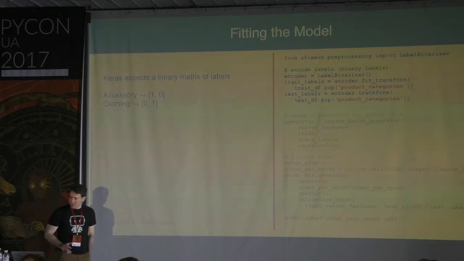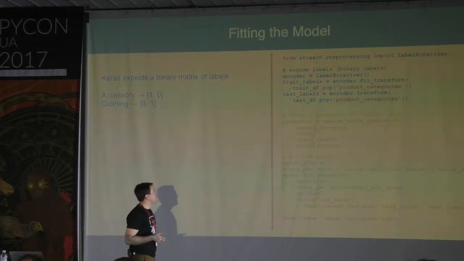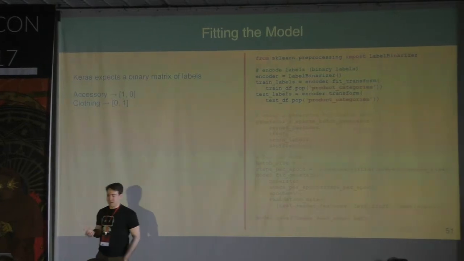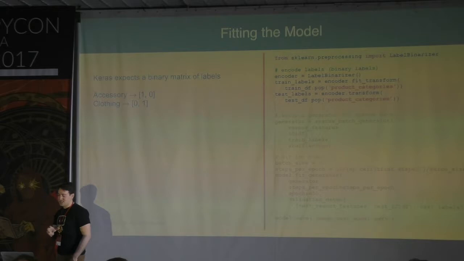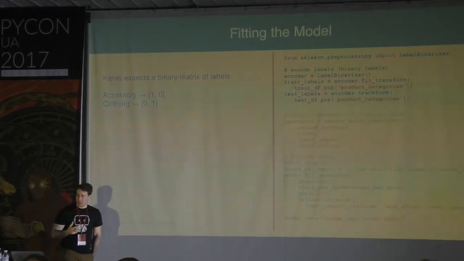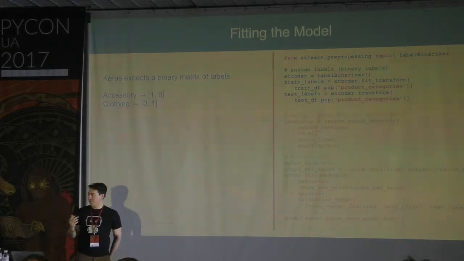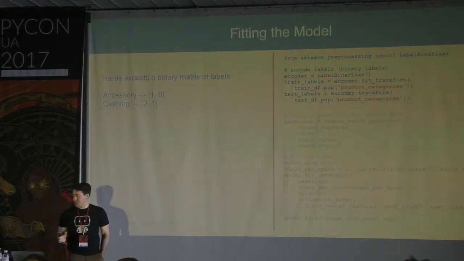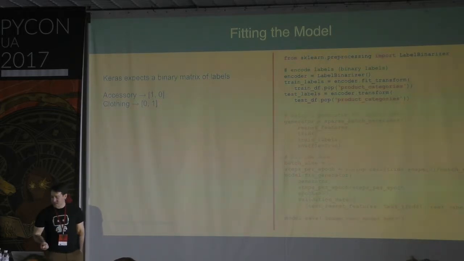Fitting the model, again, we're going to use a combination of scikit-learn and Keras. We use this label binarizer because Keras expects a numeric input. So we have to take those labels, accessories and clothing, which are text, and convert them to a binary matrix. In this case, we map accessories to 1, 0, and clothing to 0, 1. We use a class to do that because we might have to do this at test time or another time, so we need to save that to disk. And so we call fit and transform on our training and testing labels.